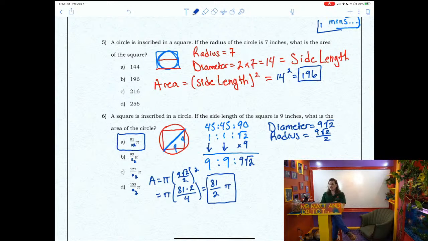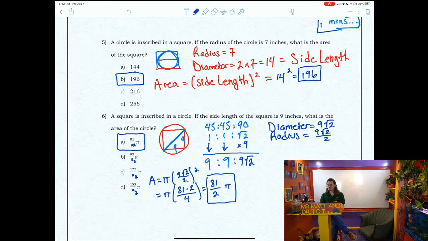Okay, so number 5, if we know that the radius is equal to 7, then the diameter has to be equal to 14. If the diameter is 14, that's the same thing as the side length of the square, so we can calculate the area of the square to be side length squared, or 14 squared, which is 196, and that's going to be answer selection B. And for number 6, I apologize, those denominators were supposed to be 2's, so I did make that quick change. So I do apologize about that.